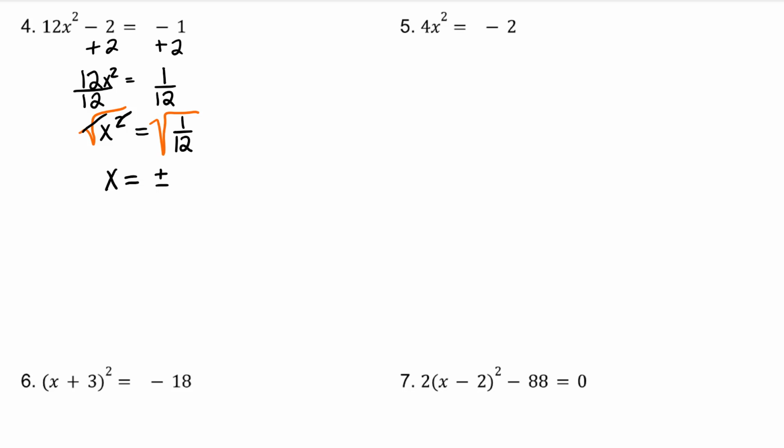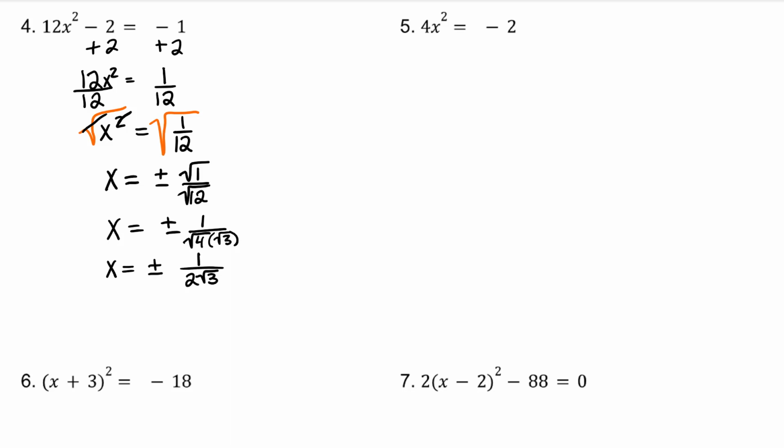The problem is because this whole fraction is rooted, that means there's a root in the denominator. So I need to rationalize the denominator. First, I'll split the root. Root 1 over 12 is the same as root 1 over root 12. Square root of 1 is 1. The square root of 12, wait, we can actually simplify that. 4 is a factor of 12. So let's rewrite square root 12 as square root 4 times square root 3.